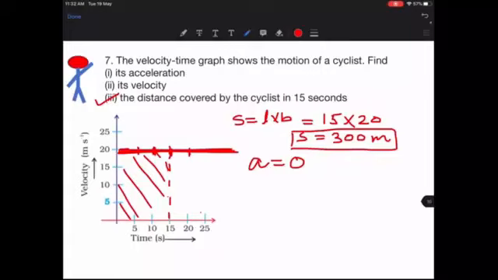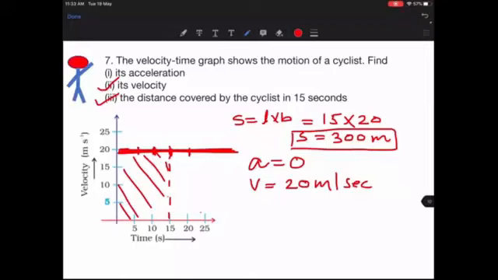Is it clear? Is this point very clear to all of you? Now, you have to also comment about the velocity. What is the velocity all through the journey? How much velocity is the cycle maintaining in this case? The velocity that he is maintaining is 20 meters per second. Okay, 20 meters per second. So is it clear to all of you? Very nice. Yes, most of you are able to understand.